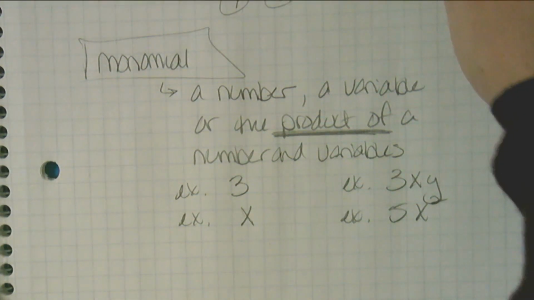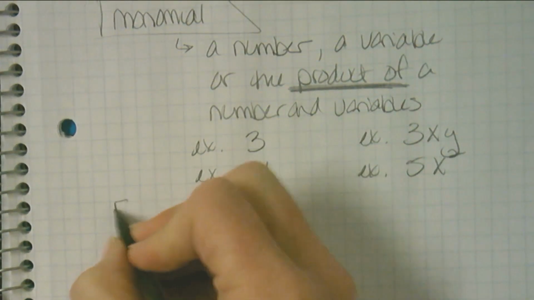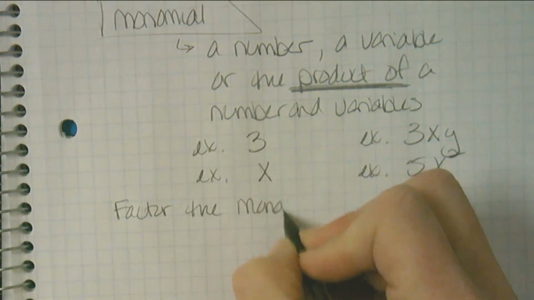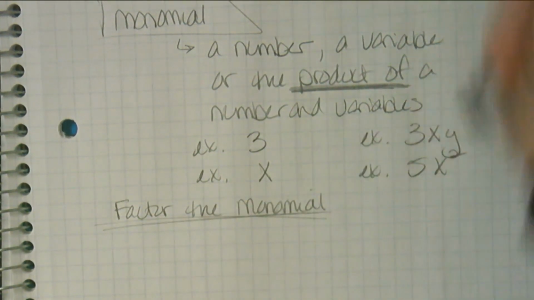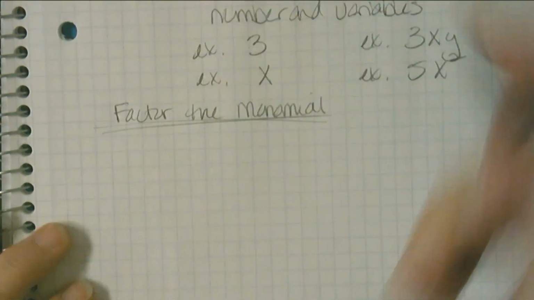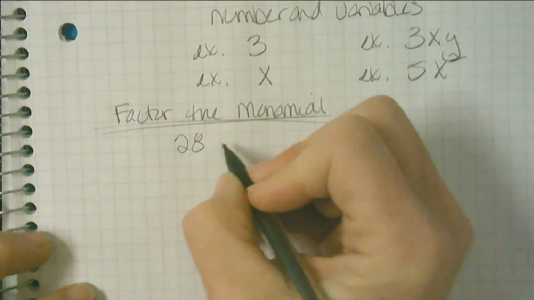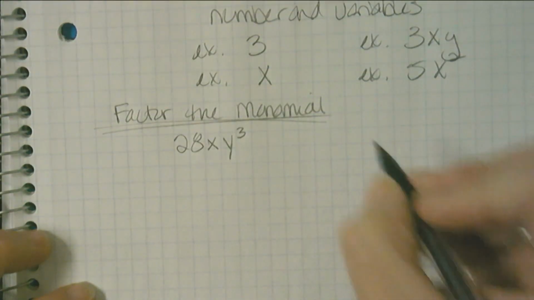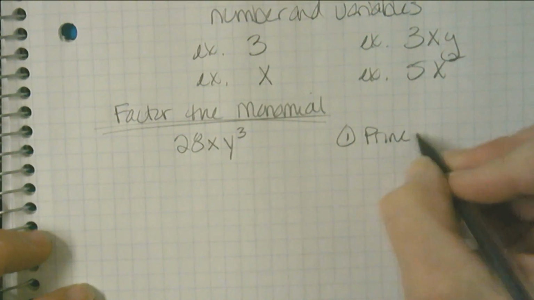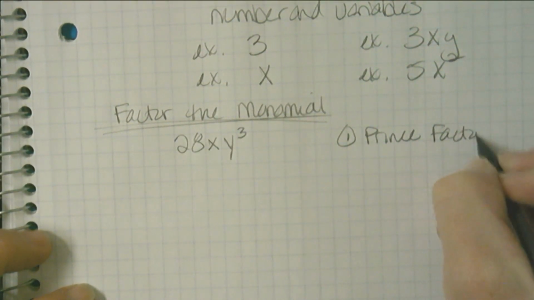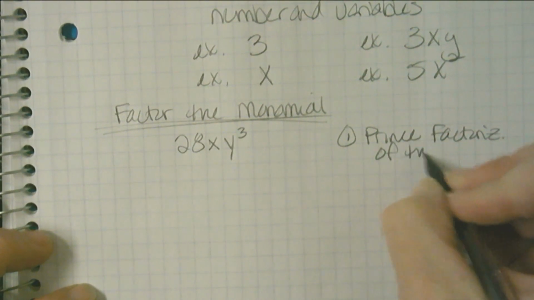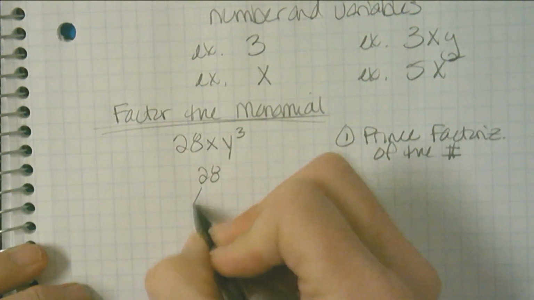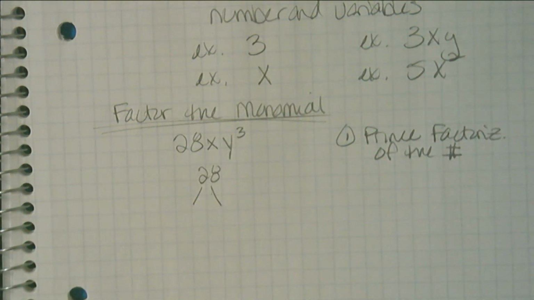All right, so what I want you to do is factor the following monomial. We'll talk about polynomials next year. Factor the monomial. And it's going to be 28xy to the third. So the first thing you're going to do is the prime factorization of the number. So leave the variables off. Do the prime factorization of the number.